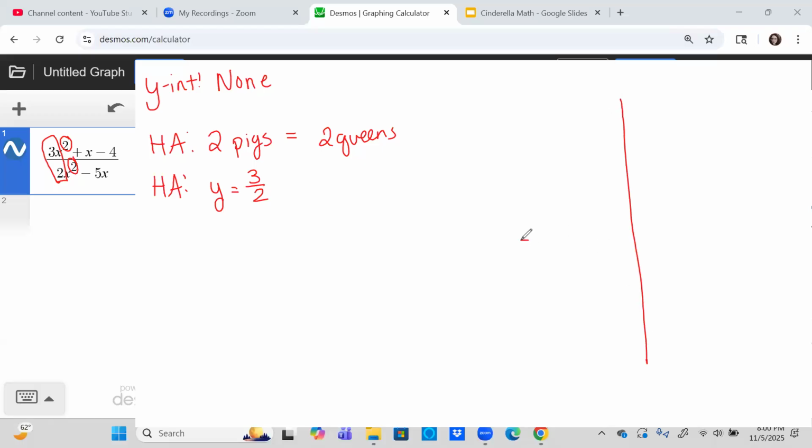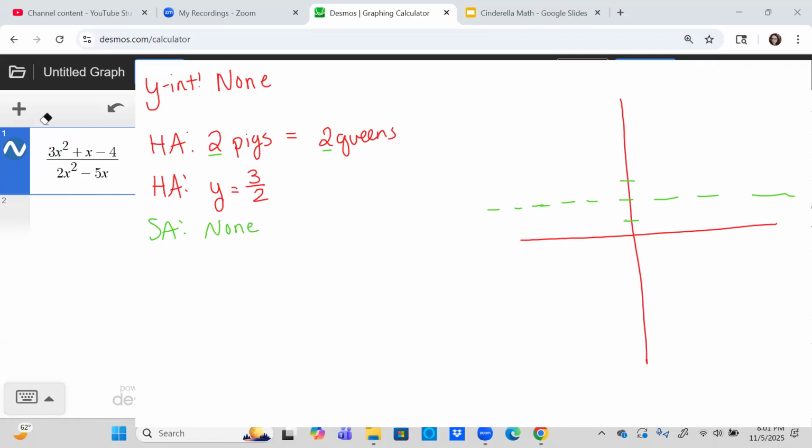Okay, let's go ahead and graph that. So horizontal, y equals 3 over 2, which is 1.5. So here's 1, here's 2, 1.5. Go ahead, get your horizontal dash. We will not have a slant because again, that only happens when the pig is one more than the queen. So if you have a spot on your paper for slant, go ahead and put none.